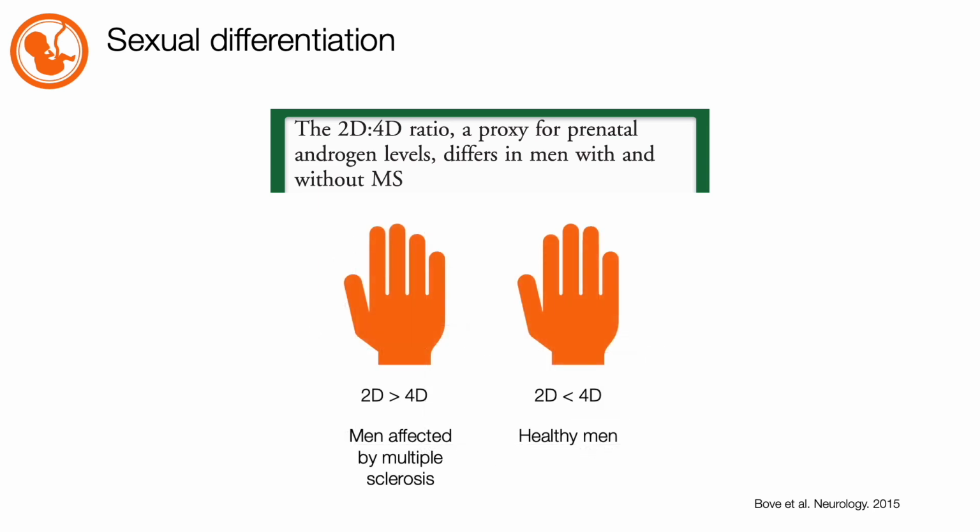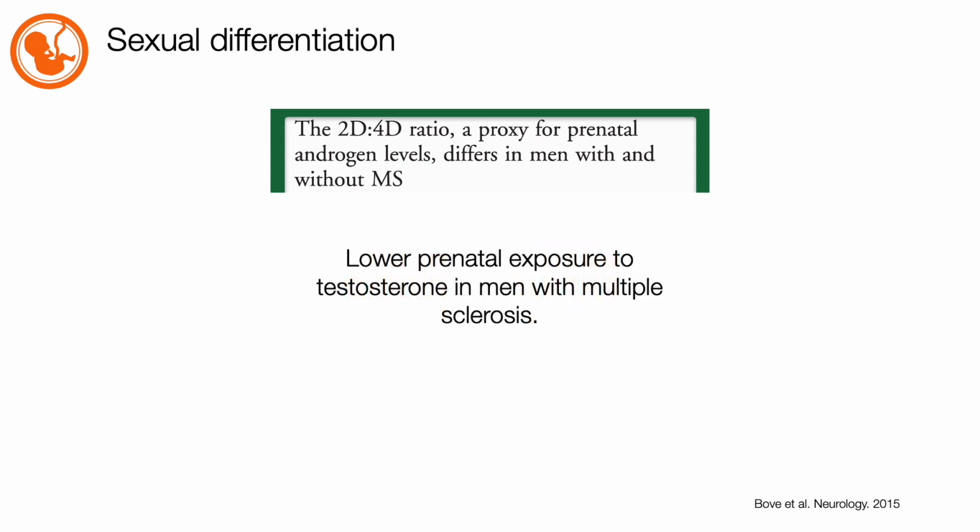That means that in men affected by multiple sclerosis, the ring finger is usually shorter than the index finger, which suggests a lower prenatal exposure to testosterone and therefore a possible protective role of testosterone for the development of multiple sclerosis. However, testosterone production in these men did not show significant differences.